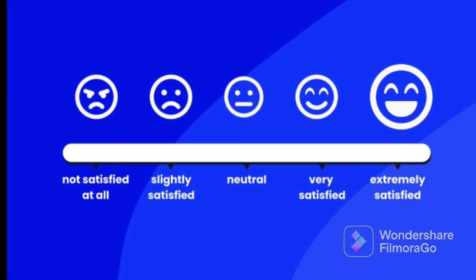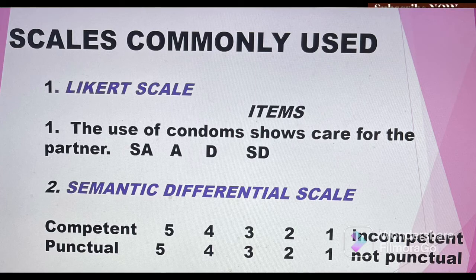Another scale used in a questionnaire, we call this a semantic differential scale. And this is different. In this example, you have two concepts at opposite ends. We have competent and incompetent, so you have a positive and a negative one. The respondents will encircle the level of competence of the subject.